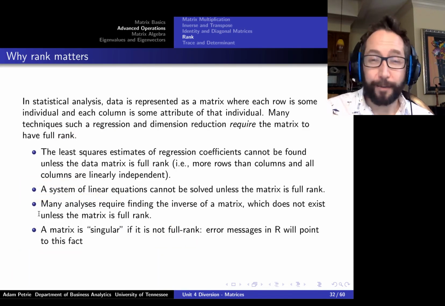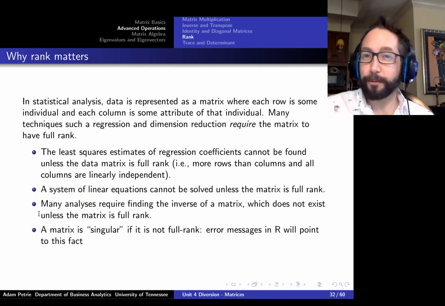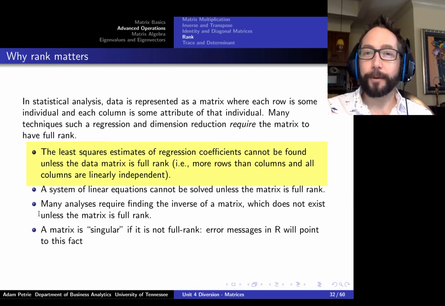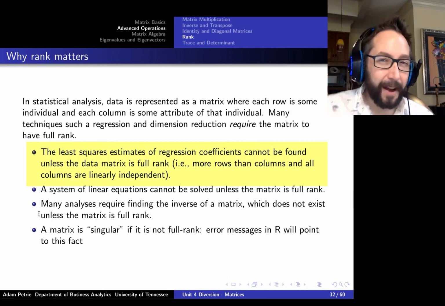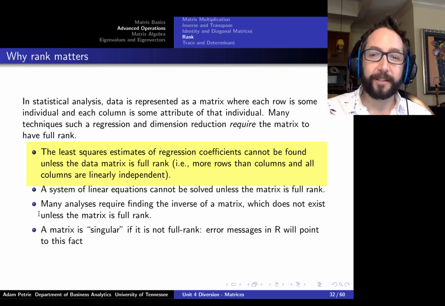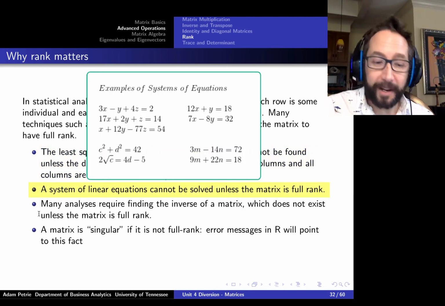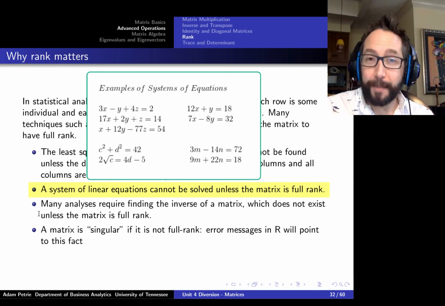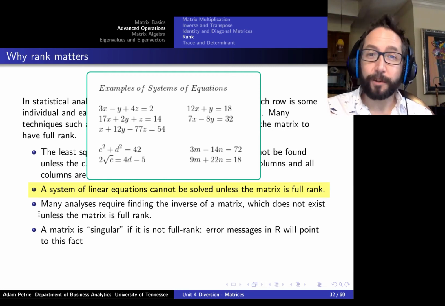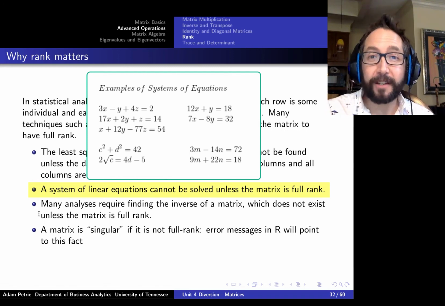So why does rank matter? Like we were saying, in least squares regression, we have to have a full rank data matrix in order to find the solutions to the least squares estimates. If you're representing a system of equations, like what you might do in linear programming, as a matrix, in order to have a solution, or to not have an infinite number of solutions, you have to make sure that that matrix is full rank as well.